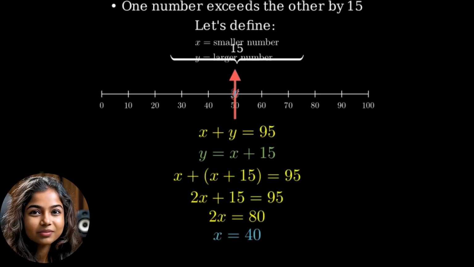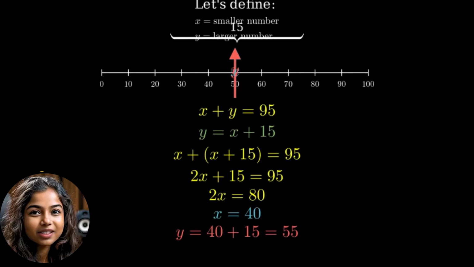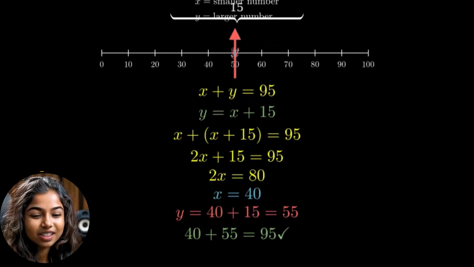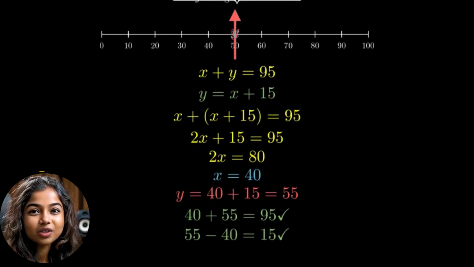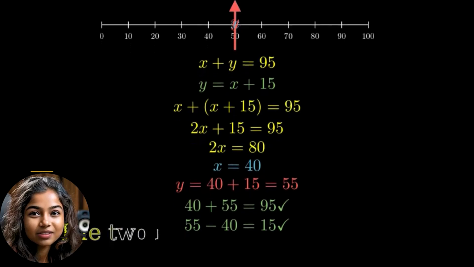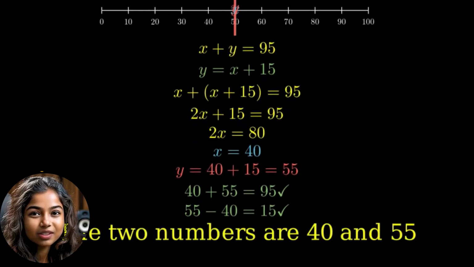Now that we know x equals 40, we can find y. Remember, y equals x plus 15, so y equals 40 plus 15, which equals 55. Let's verify our solution. First, is the sum 95? 40 plus 55 equals 95, so yes. Second, does one exceed the other by 15? 55 minus 40 equals 15. So yes again. Therefore, the two numbers are 40 and 55.